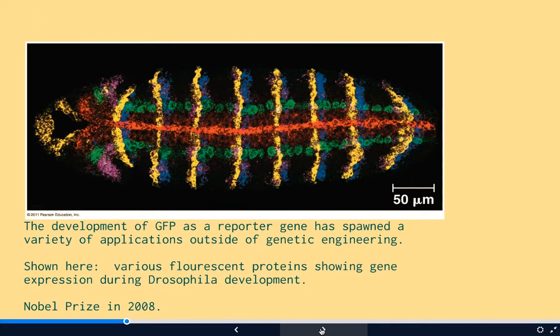All right, so the development of GFP as a reporter gene has lots of applications outside of genetic engineering too. And here you can see the various fluorescent proteins showing gene expression for Drosophila, or fruit fly, development, right? These reporter genes are actually showing us what's developing where in the structure of the fruit fly, so it's very useful.